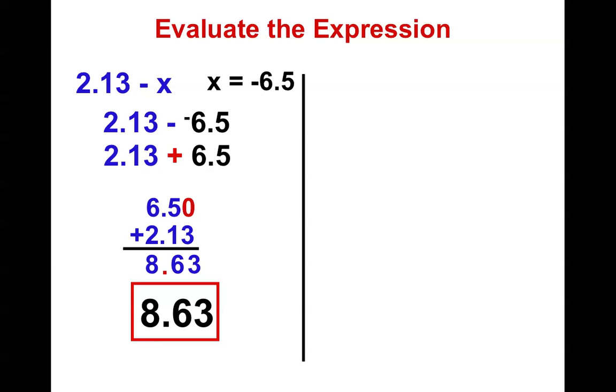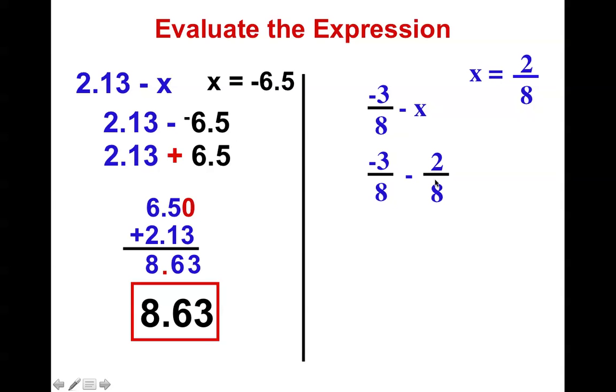Could I do this with fractions? You betcha. Notice, I substitute in. The opposite of +2/8 is -2/8. -3 plus -2, they're the same. I'm going to add them together. -3 plus -2 is -5.